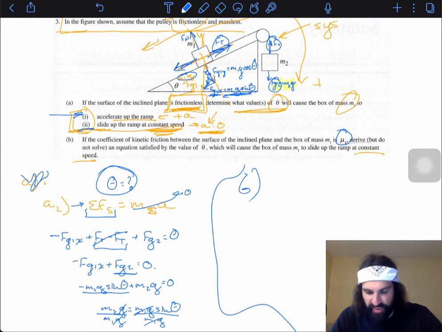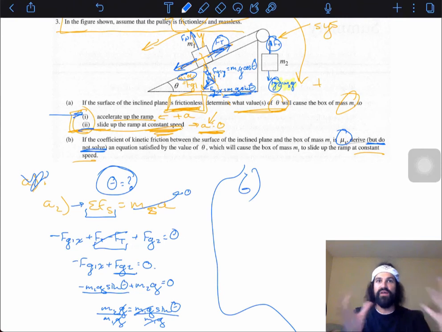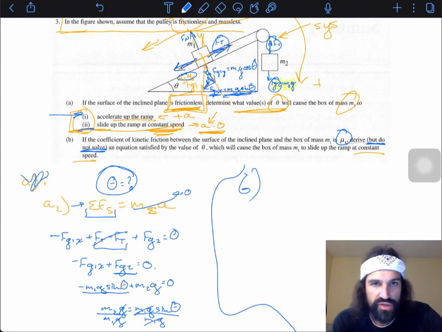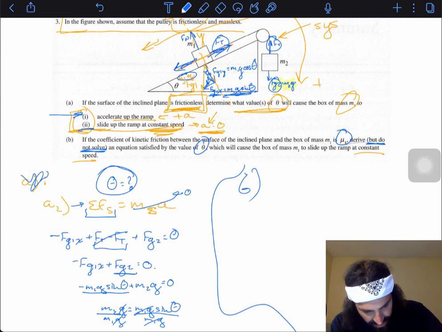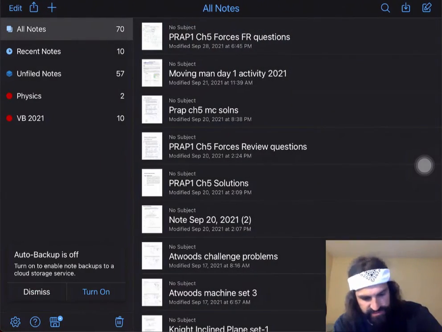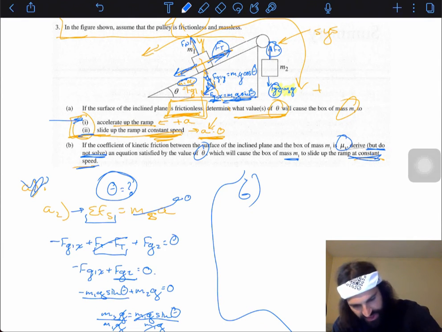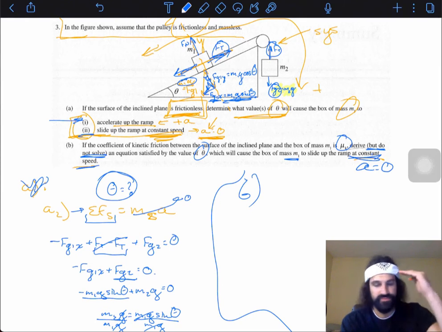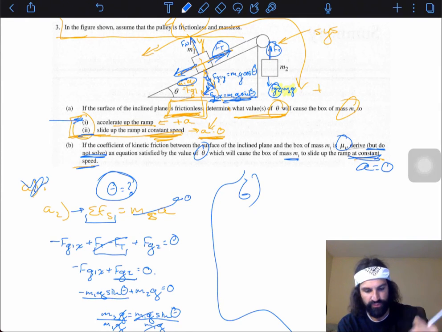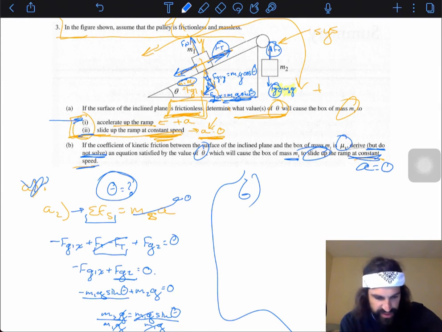Derive, but do not solve. That just means, hey, find an equation satisfied by the value of theta that will cause it to slide up the ramp at a constant speed. Constant speed, acceleration equals 0. And again, axis, free body diagram, net force. Well, they said up the ramp. That means friction is down the ramp.